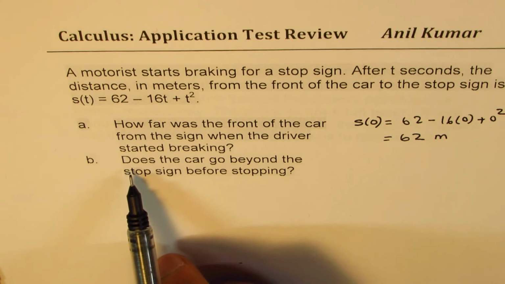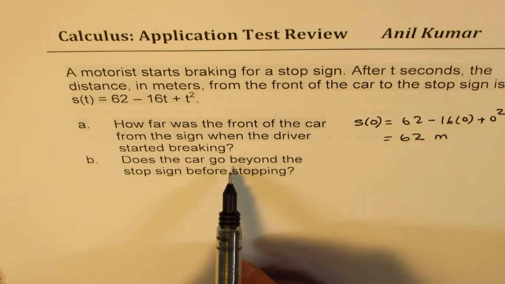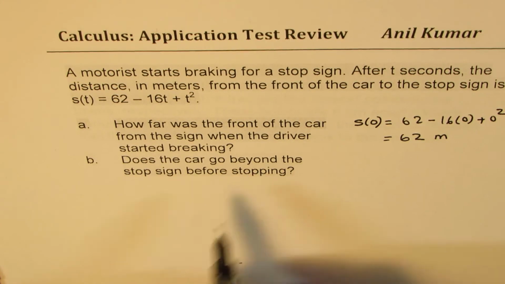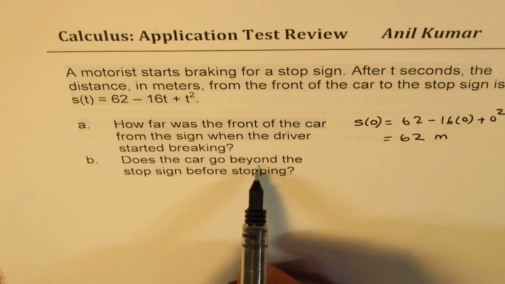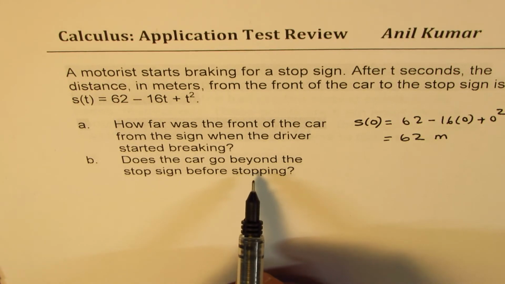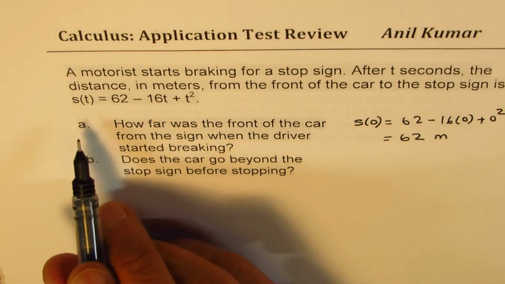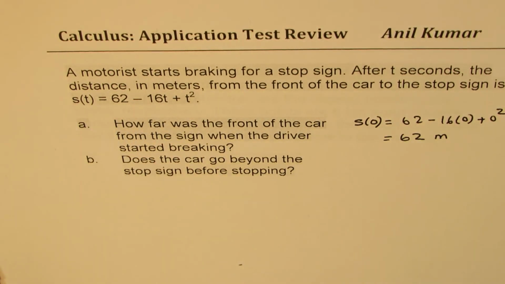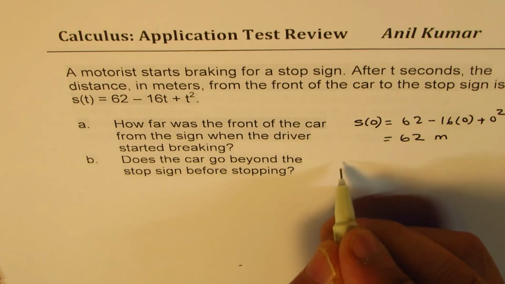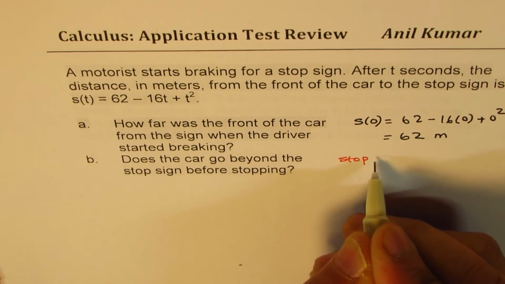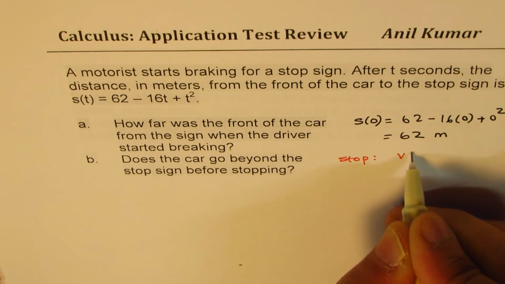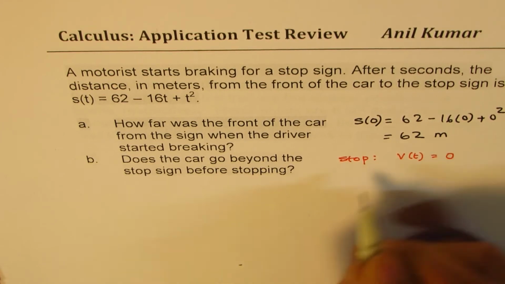Part B is, does the car go beyond the stop sign before stopping? Now, to answer this question, we have to figure out when will the car stop. So the car will stop when velocity is 0, right? So stop means what? Stop means velocity is 0, correct?